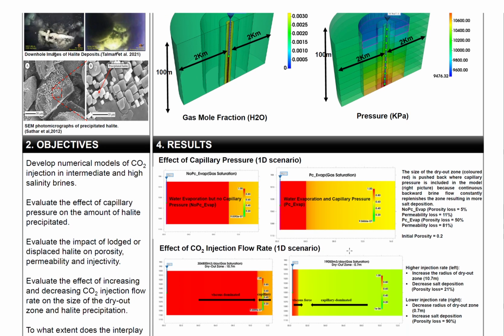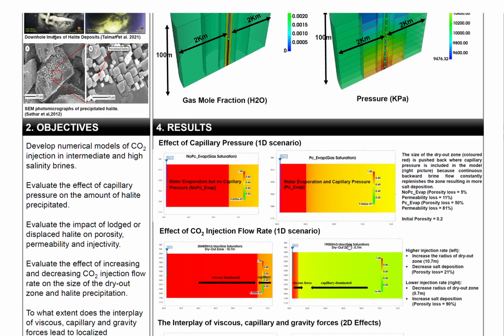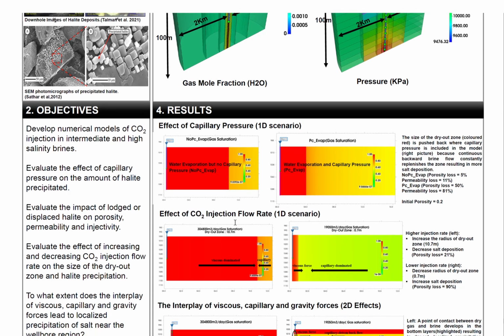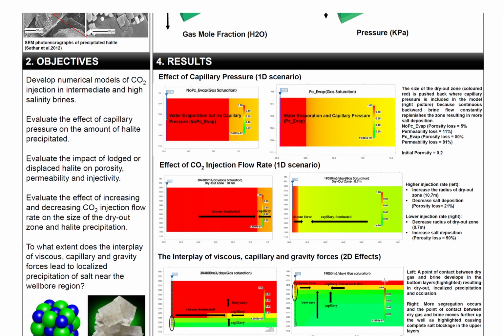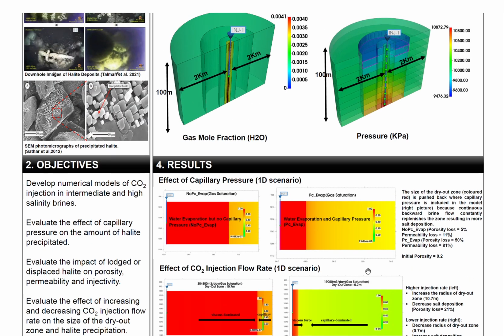Now we consider the effect of capillary pressure, the 1D scenario. We considered the effect of CO2 injection flow rate, 1D scenario. Then we also consider the effect of viscous, capillary, and gravity forces, 2D effects. For the effect of capillary pressure, the 1D scenario, what we see here is that the size of the dryout zone, colored red, is pushed back where capillary pressure is included in the model. Capillary pressure brings in more water into the system and the dryout zone is limited in this system.